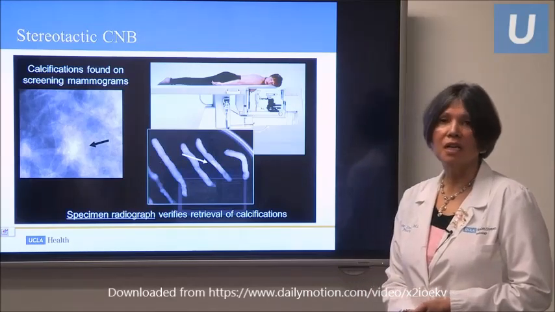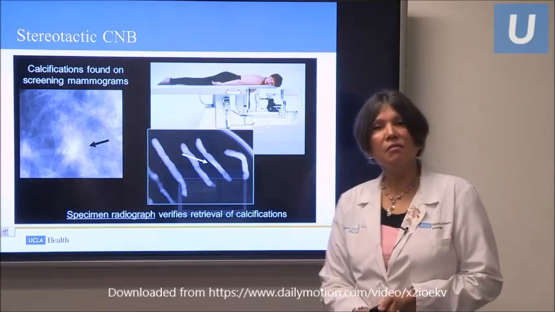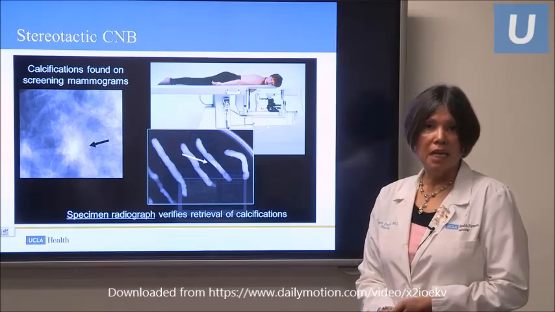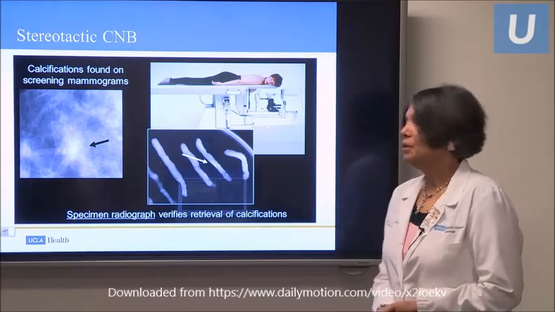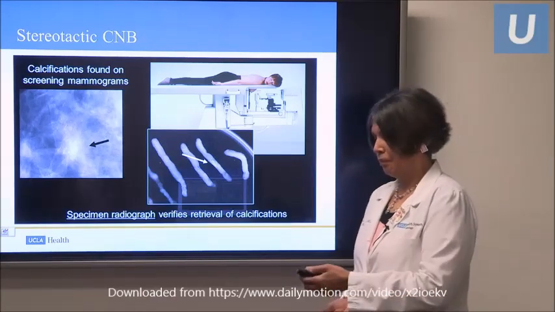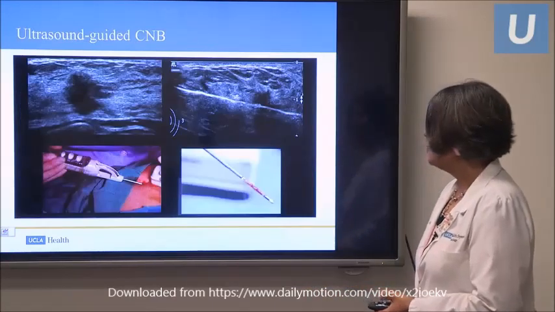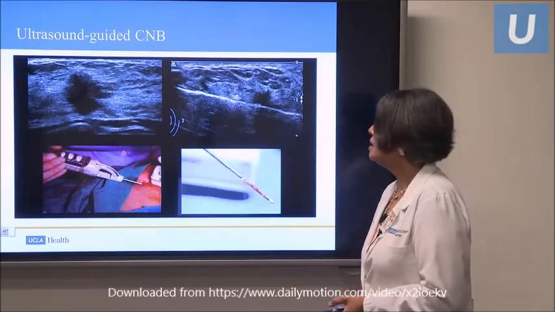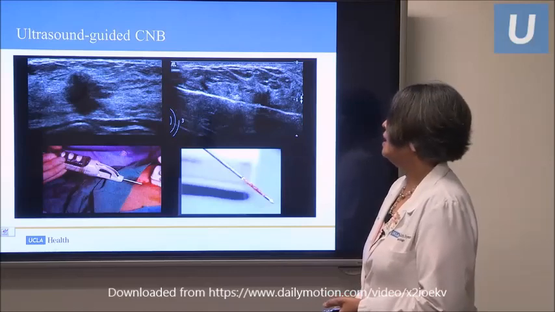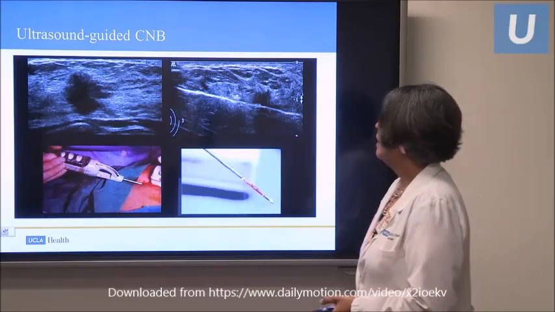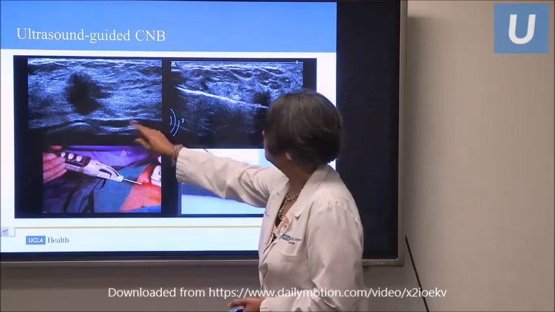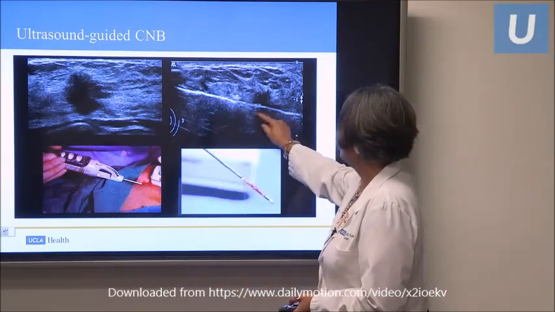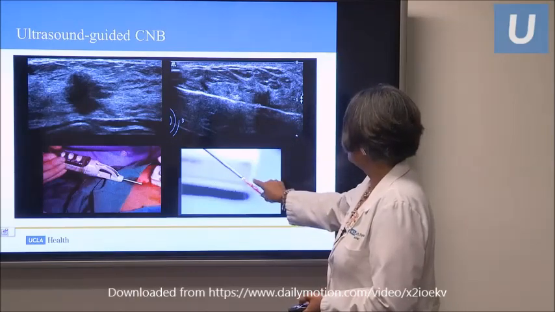If they're new calcifications and they cannot be explained for any reason other than potentially an early cancer developing, then we would biopsy in this method. If we can see it otherwise under ultrasound, then that is the method we use. This is an irregular mass under ultrasound in the far upper screen, and the margins are irregular. What you see here is a needle that has been advancing through, taking small pieces of the tissue.